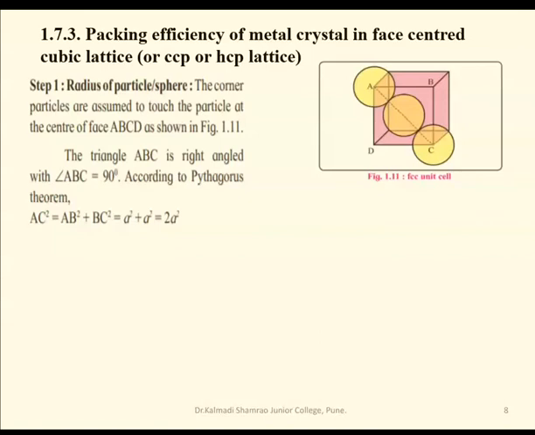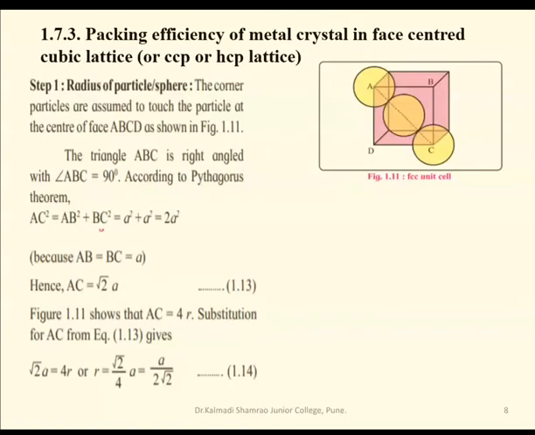Step 1 is to calculate the radius of particle or sphere. The corner particles are assumed to touch the particle at the center of the face ABCD. The triangle ABC is a right angle triangle with angle ABC equal to 90 degree. And AC is the diagonal of the square that is the face of the cube. Now, according to Pythagoras theorem, AC square, which is hypotenuse square, is equal to AB square plus BC square. Since AB and BC are edges, it will be equal to a square plus a square, that is equal to twice a square. Now, because AB and BC are same, hence AC can be written as root 2a. Let this be equation 1.13.